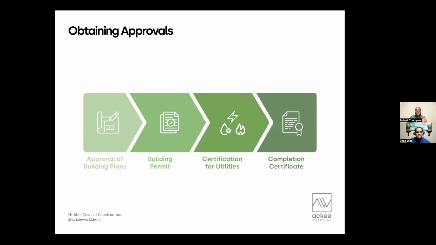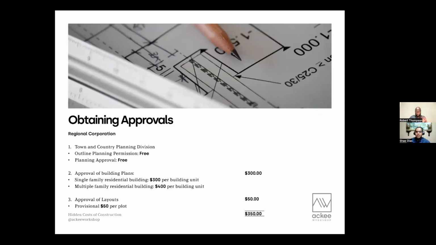So let's dig into these approvals, and you'll see examples of the actual TT dollar price that it would take to get these approvals. So starting with town and country planning, the outline approval, the outline planning permission and the planning approval is free, fortunately. But after that, we have the approval of the drawing plans, and that for a single family residence is 300 per building unit. And we would continue our example with the 3-bedroom, 2,500 square foot house that we have. And you'll see the total cost and a running total at the bottom. So you'd know how much in approval costs we'd have to date.